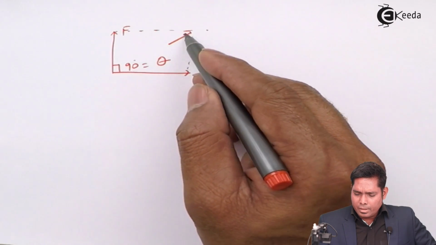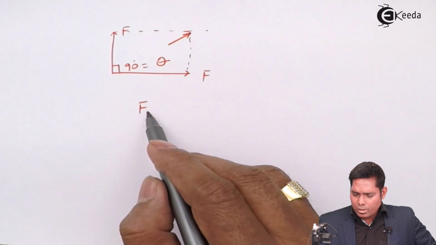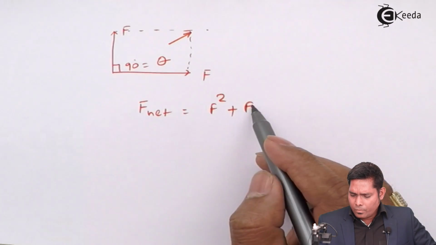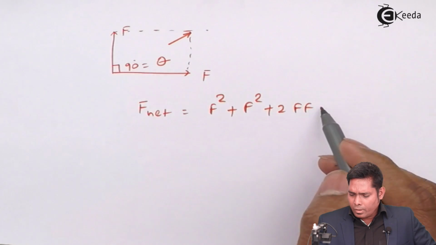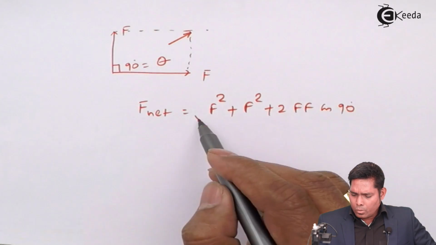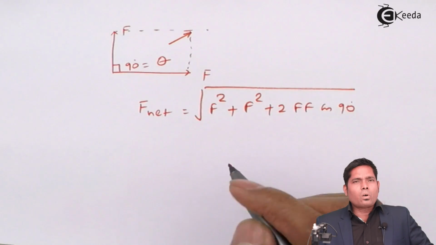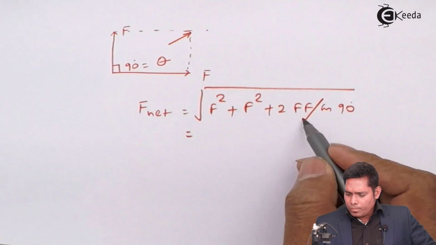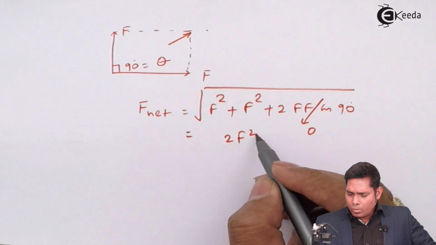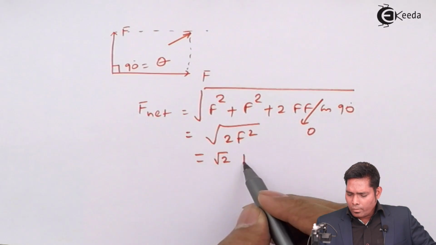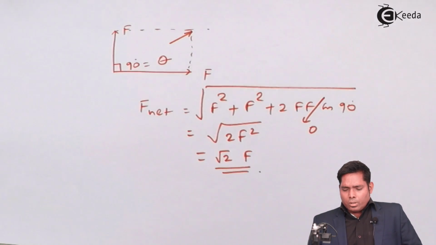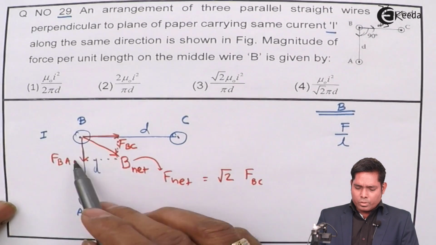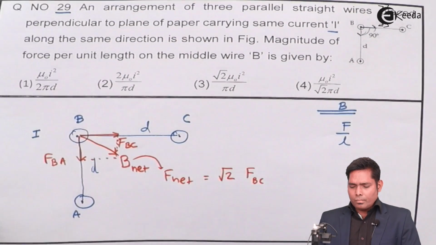is given by F net is root of F square plus F square plus 2 product of F and cos of 90. This is the parallelogram law of vector addition. So this is 0, so this is 2F square, which is under root 2 F. So therefore I wrote that this is root 2 times any one of the forces because the magnitude is the same.